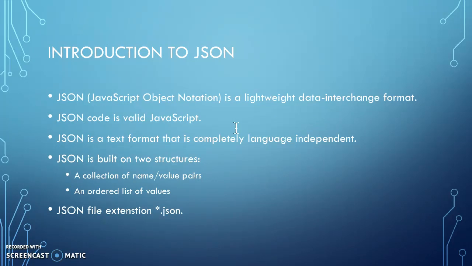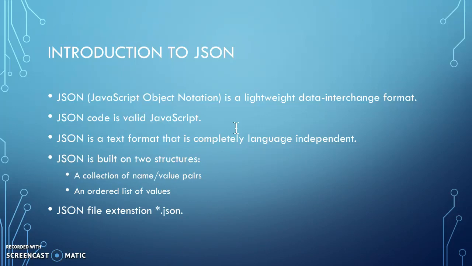Now, moving on to JSON. JSON is another data exchange format, although it hasn't been around as long as XML. It's quickly becoming the format of choice to interchange data on the web. JSON stands for JavaScript Object Notation. It's a lightweight data interchange format, and JSON code is valid JavaScript. And so it is completely language independent, and it looks like typical data structures from most other programming languages. So if you're familiar with JavaScript, it's easy to understand.